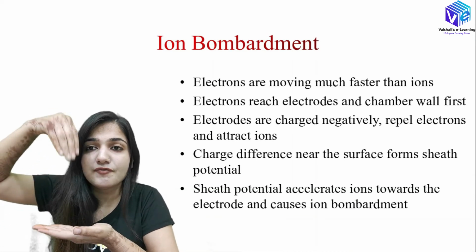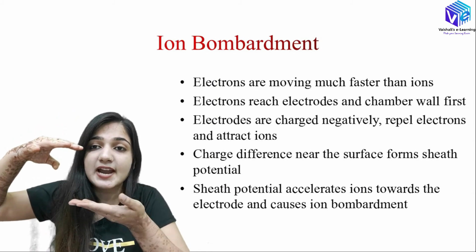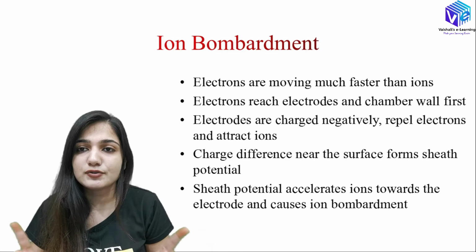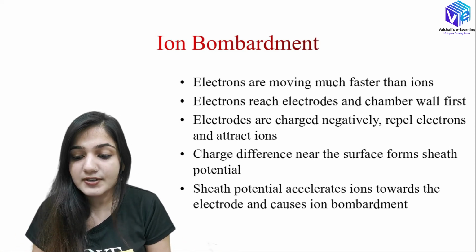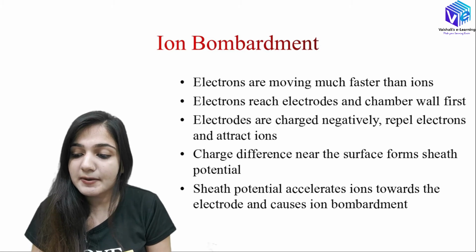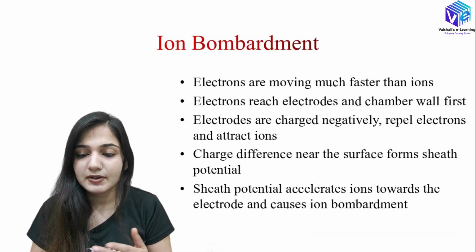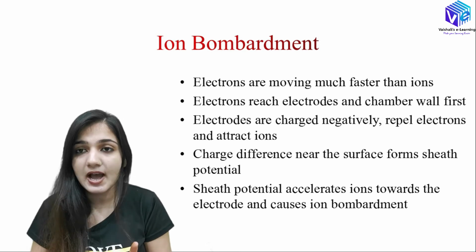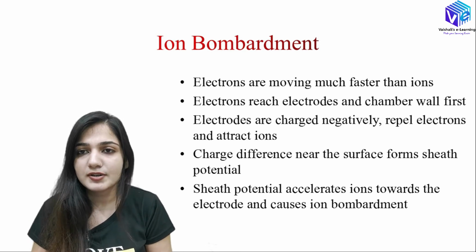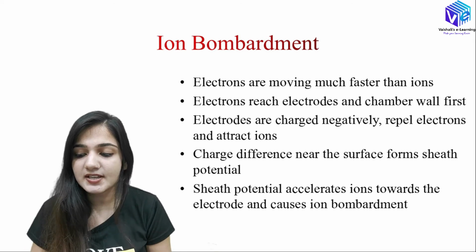The electrons will move very fast towards the positive electrode, but the ions will remain in the center and will not be moving towards the negative electrode. So the electrode is charged negatively. It will repel the electrons, and it will also attract the ions, but there will be no significant motion of the ions, only a very high movement of electrons towards the positively charged electrode. So a charge difference is present near the surface, which forms the sheath potential.